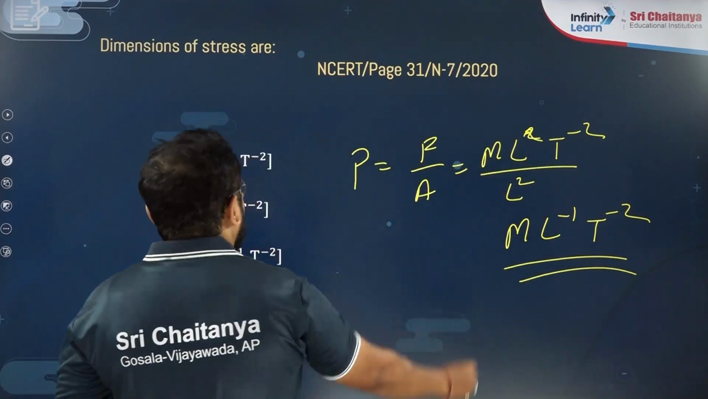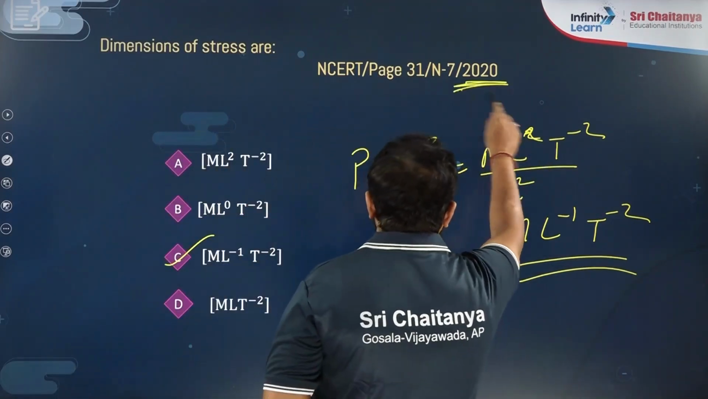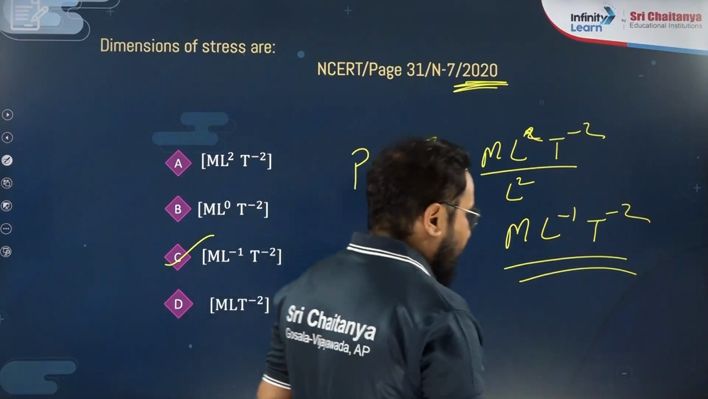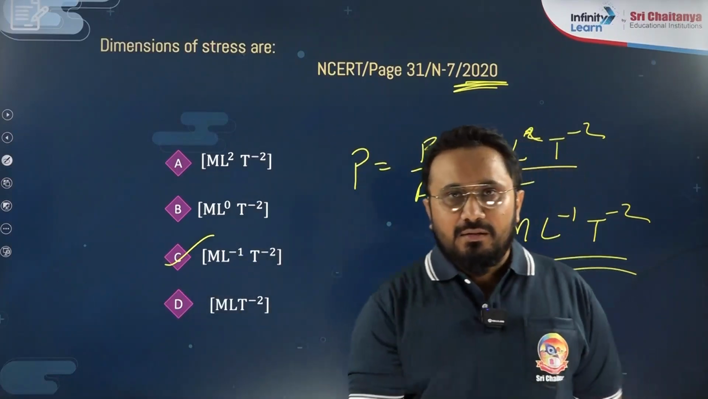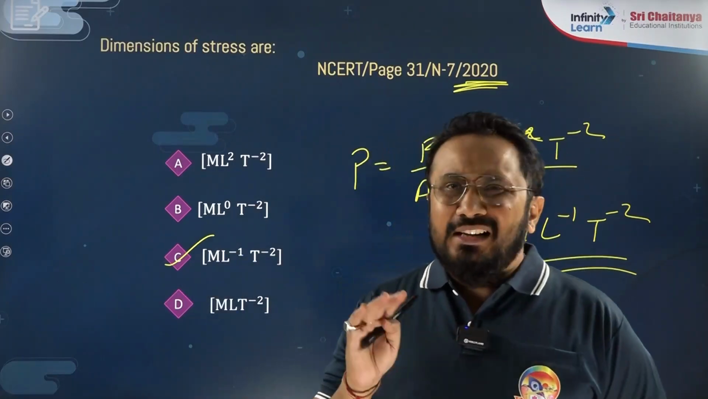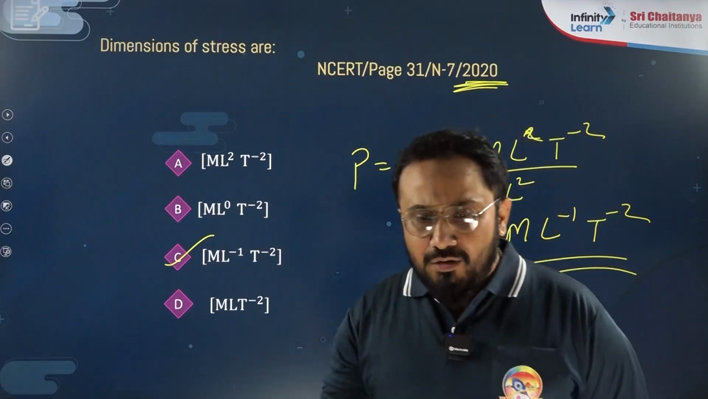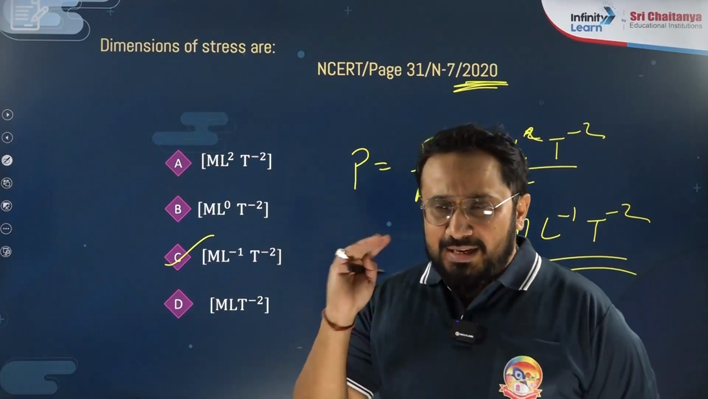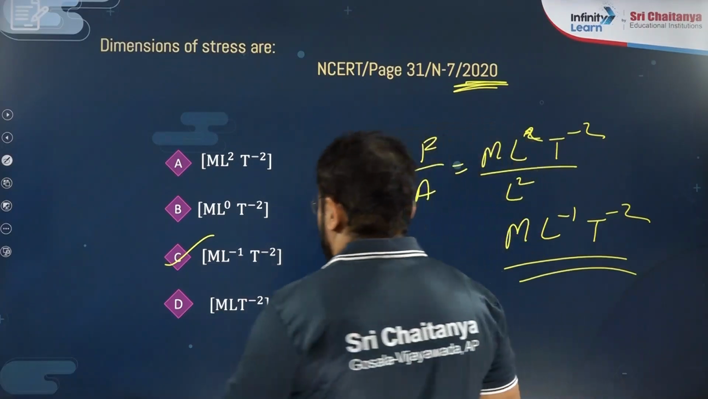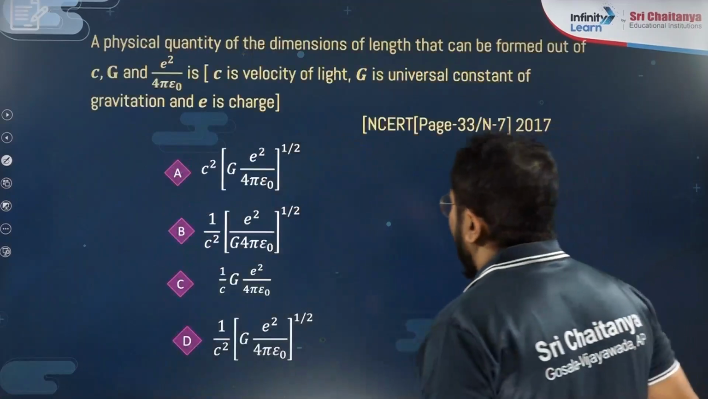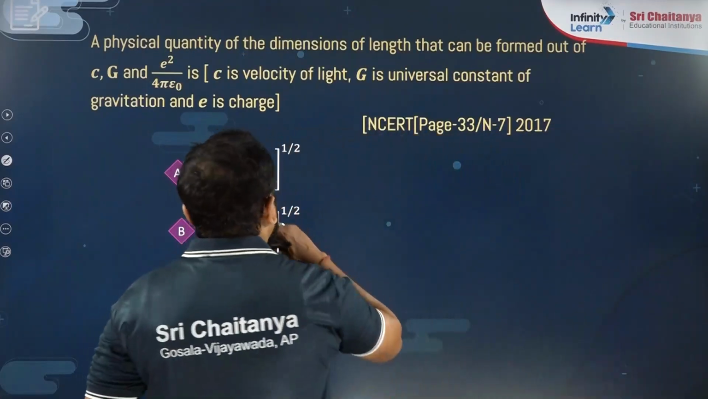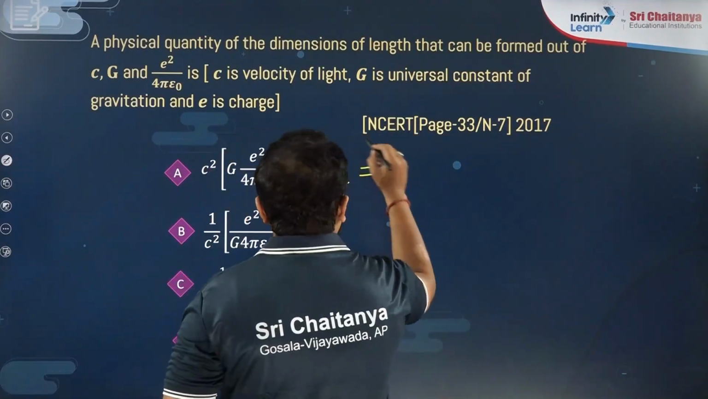Now check, all these are recent questions which came in the examination. I am discussing only the recent questions. I am not going 30 years back, or 20 or 15 years back. So let's see the new question. What this question is saying: find out the dimension of length in terms of c.